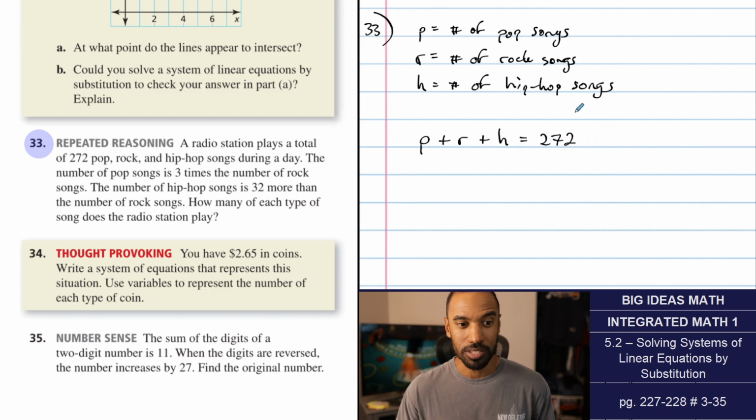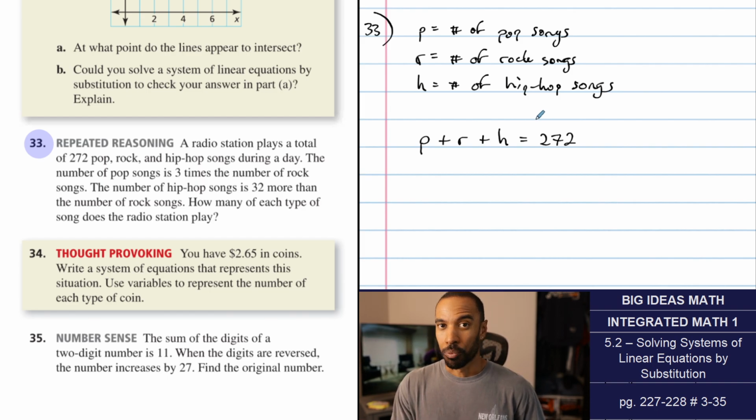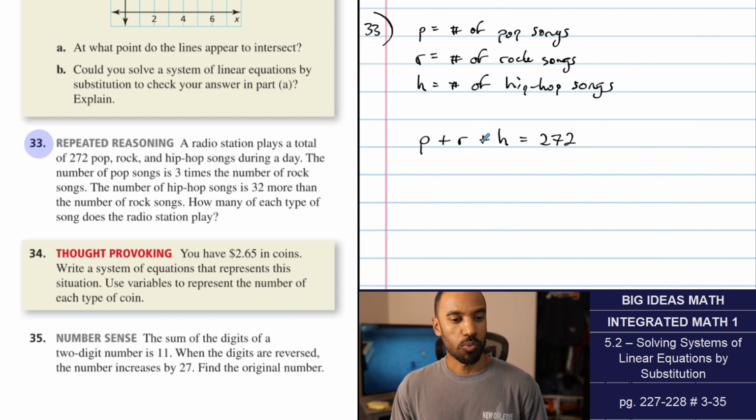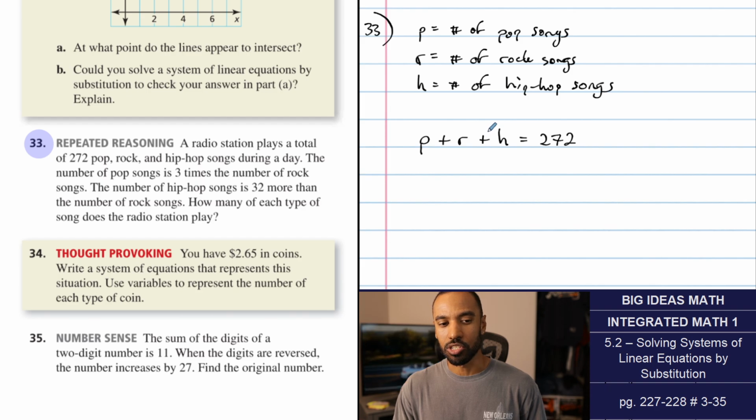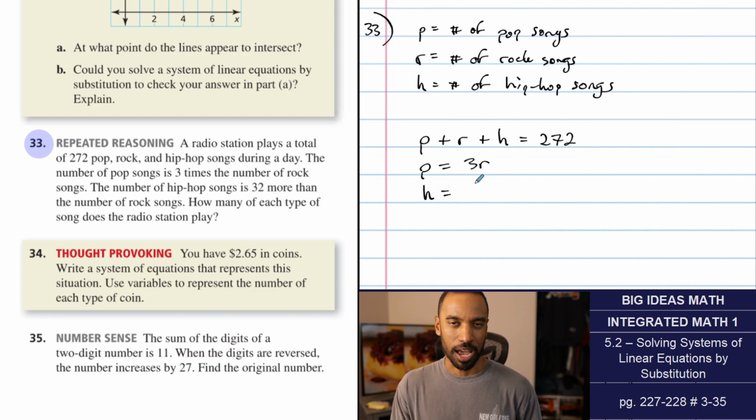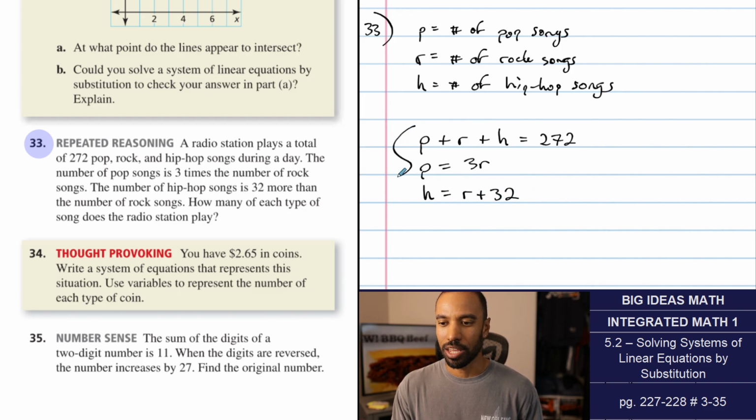Now this is interesting because this is a system of 3, and you're going to have 3 equations here as well. It says the number of pop songs is 3 times the number of rock songs. Oh, well, that already is shameful. The number of hip hop songs is 32 more than the number of rock songs. Why is rock the lowest? I know why. All right, there's our system.